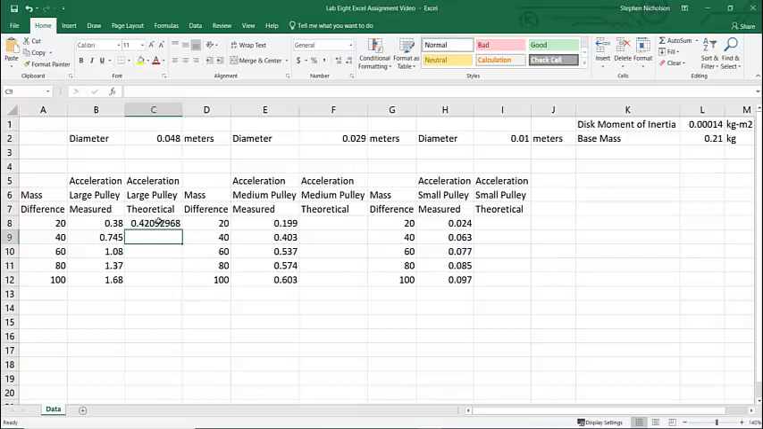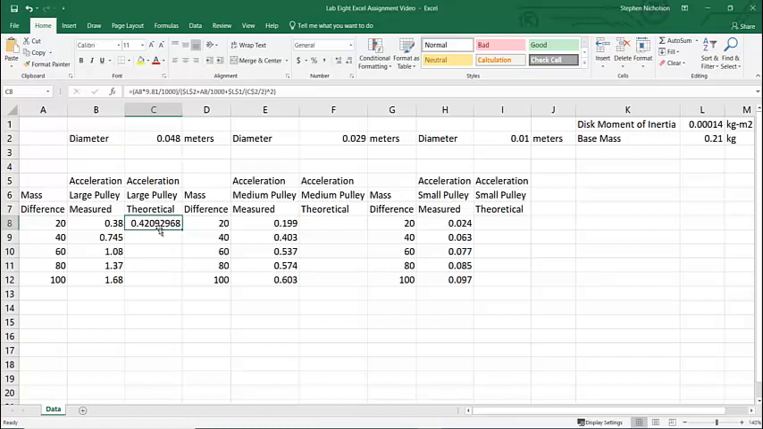It's 0.42. So the theoretical value might be a little higher because, for one thing, we have that other rotary motion sensor that we were using to separate the two weights from each other. I didn't take that into account. I assumed it was small.